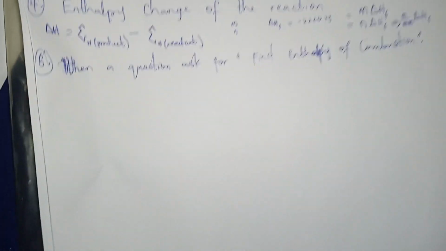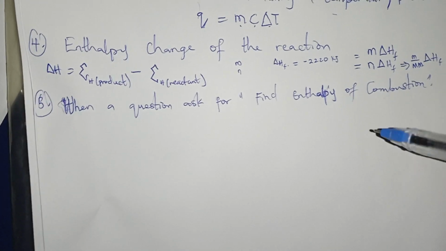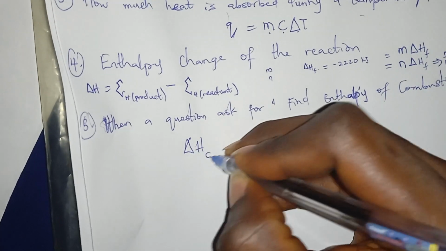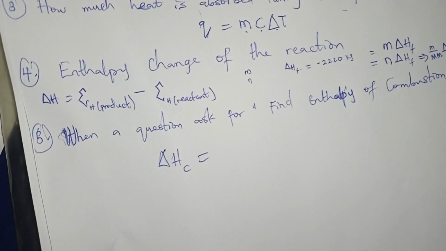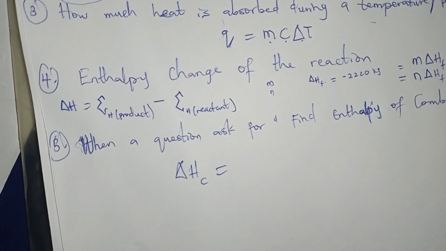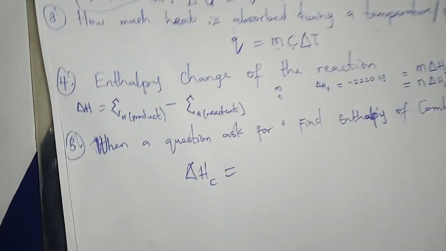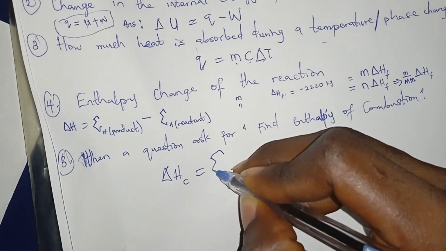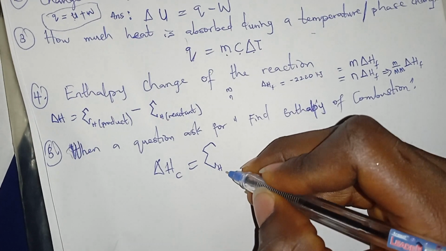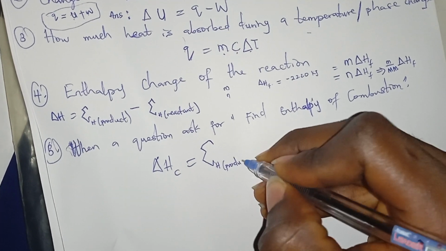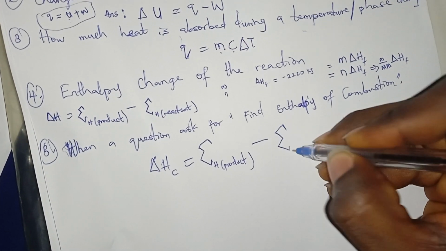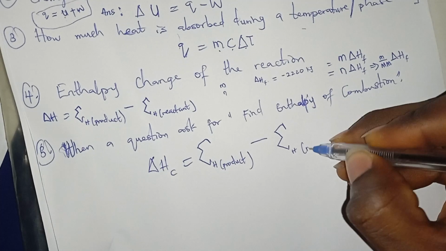So now, when a question asks you to find the enthalpy of combustion, the formula you make use of is simply to know that enthalpy means heat, combustion means burning. When you are burning, the heat is changing, so heat change is the same thing as enthalpy change. The formula you make use of to find enthalpy of combustion is the same formula: sum of enthalpy of the products minus sum of enthalpy of the reactants.